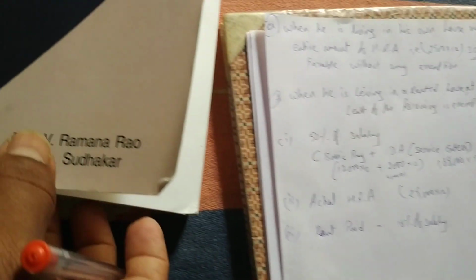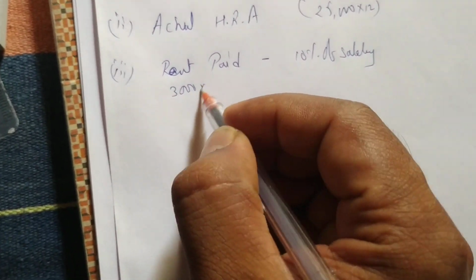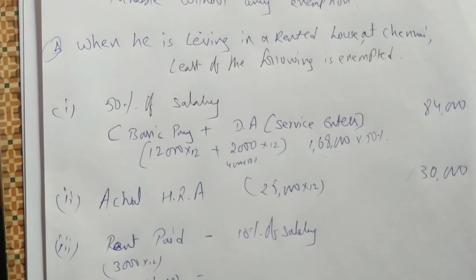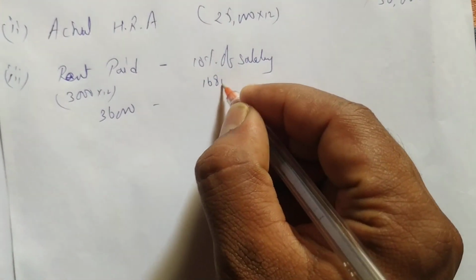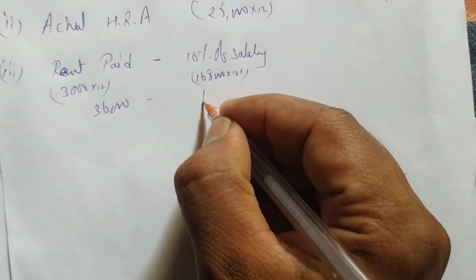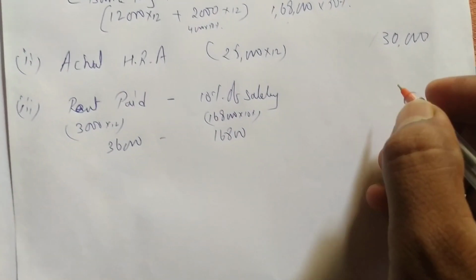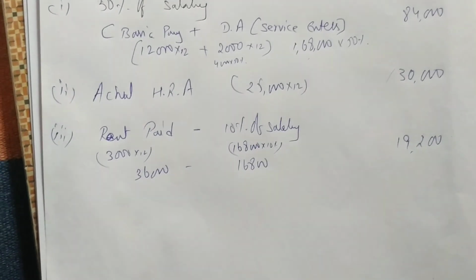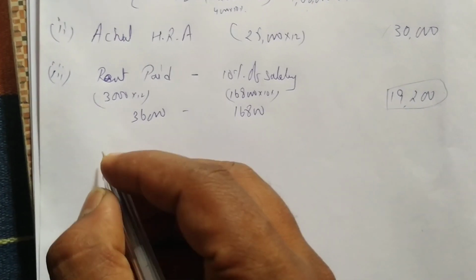Rent paid, how much is he paying? He is paying rent of 3,000 per month. So 3,000 into 12 we get 36,000, minus 10% of salary. Salary we are getting 1,68,000 into 10%, which is 16,800. From 36,000 if we deduct 16,800 you get 19,200 as rent paid minus 10% of salary. So least of the three, what? 19,200 is least.